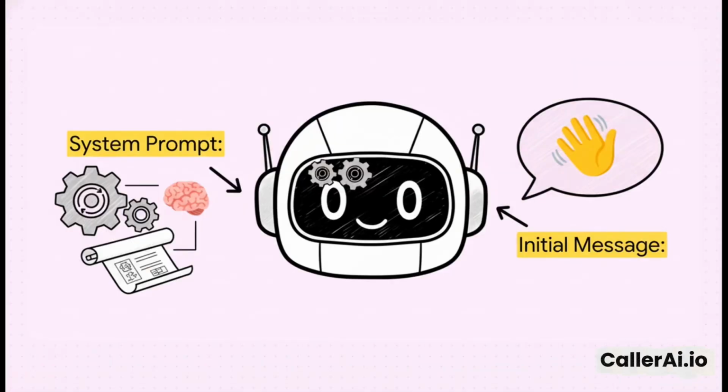Now, it's super important to understand. There are two parts to this. You've got the system prompt. That's the AI's internal mission statement. It's what it tells itself. Then you have the initial message, which is the very first thing it says out loud. You need both, a solid internal identity and a great opening line.